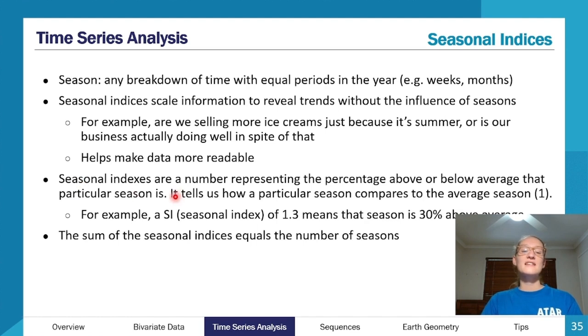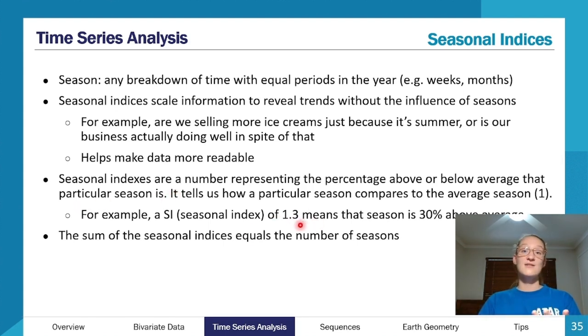A seasonal index is usually a number around 1, because seasonal indexes are based around the average point being 1. And the sum of your seasonal indices will always equal the number of seasons. So if we're looking at days in a week, we'll have a seasonal index for Monday, Tuesday, Wednesday, Thursday, Friday, Saturday, and Sunday, and the sum of all those numbers will add up to 7. Anything below 1 is below average, and above 1 is above average.